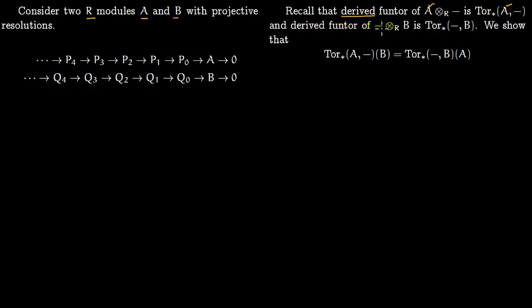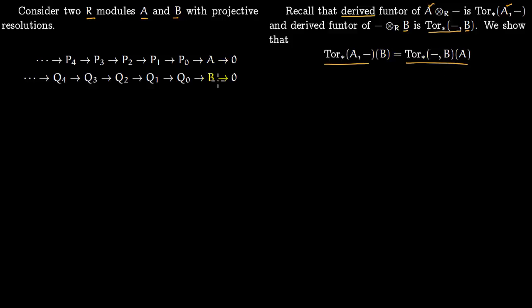And the derived functor of this is again Tor here, with B, and this means that we are tensoring B with the projective resolution of A, and you get another derived functor like this. The purpose of this lecture is to show that Tor A applied to B and Tor B applied to A are the same. That is, this Tor functor does not depend upon the projective resolution of A or B.